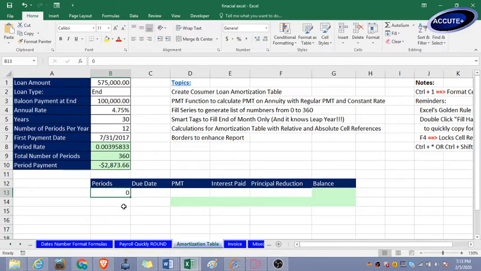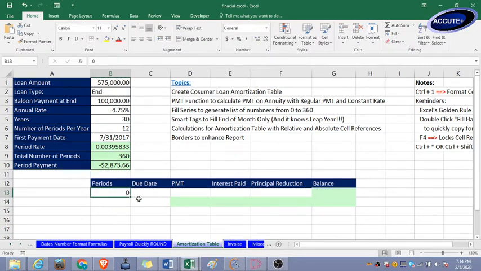We could start typing 1, 2, then press enter, highlight the data, then drag down, but that would be quite cumbersome. So the best way you can do this is, there are 2 ways you can do this.